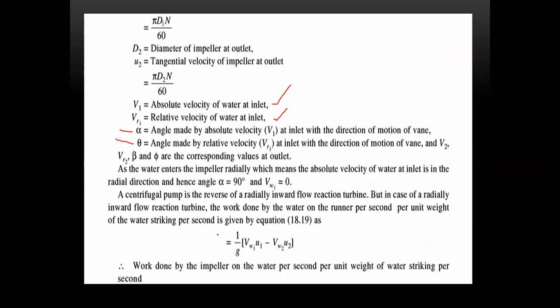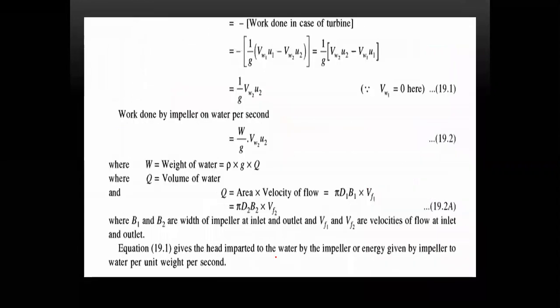Thereby, the work done is equal to 1 by g (Vw1 U1 minus Vw2 U2). Therefore, per second it is equal to minus of the work done in case of turbine.